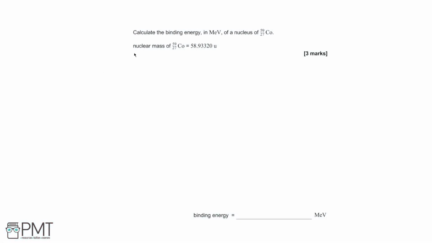This question is about nuclear physics. The question says, calculate the binding energy in megaelectron volts of a nucleus of cobalt-59, with 27 protons. And they tell us that the nuclear mass of cobalt-59 is 58.93320 u, where u is the atomic mass unit.